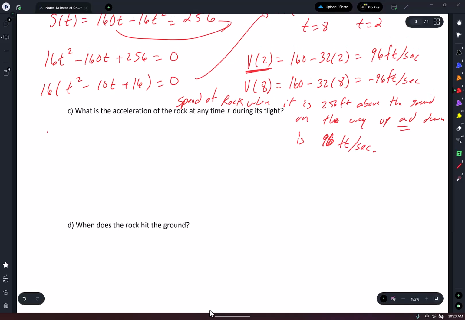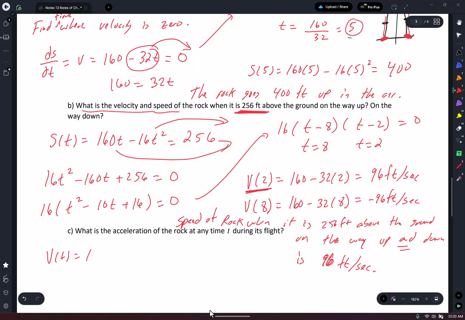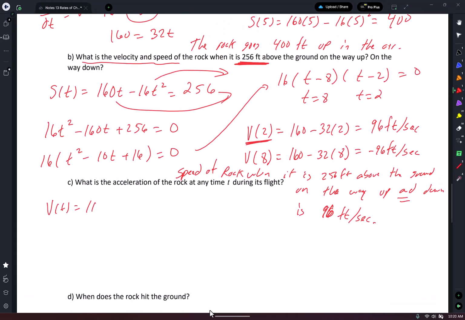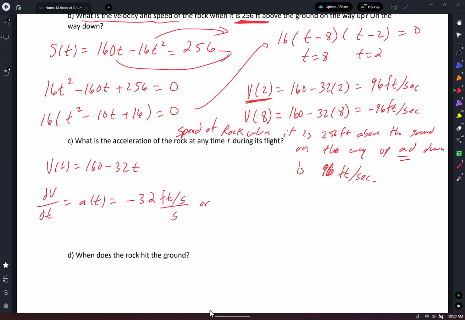So let's see, what was my velocity? It was 160 minus 32t. And here it is. dv/dt, which is equal to acceleration, is equal to negative 32. Are you shocked that it's a negative 32? No, the negative gives direction, guys. Feet per second squared, or feet per second per second. I like this one better.